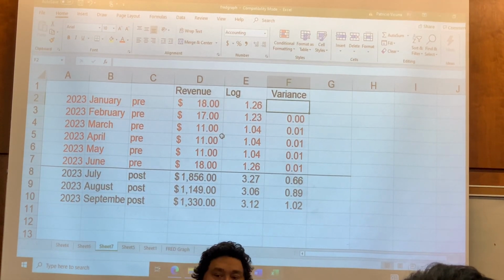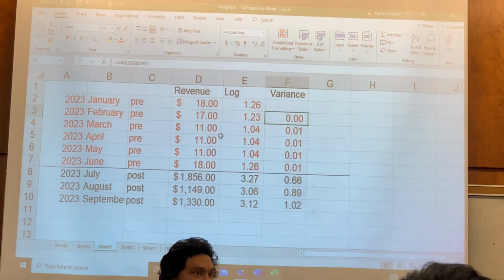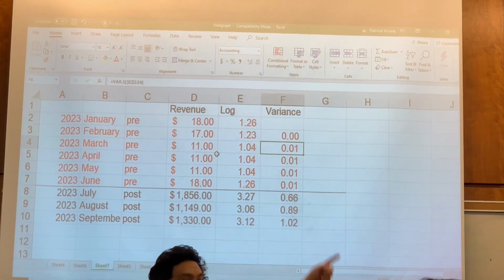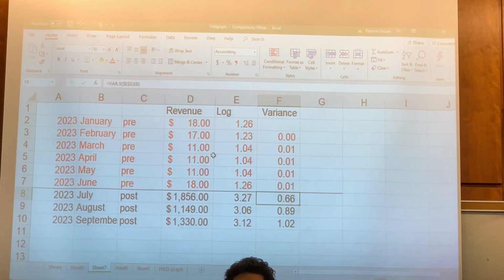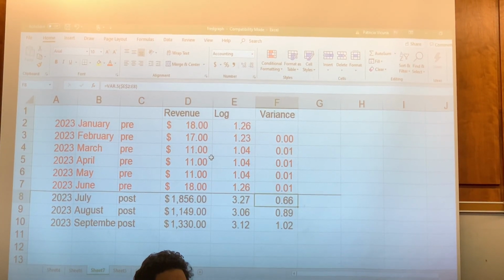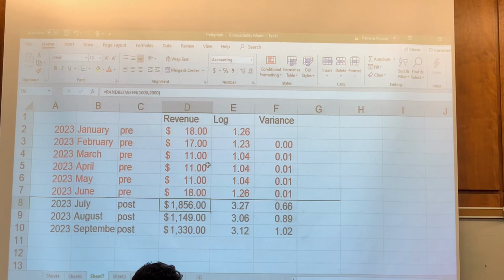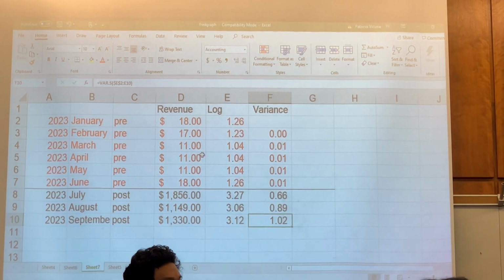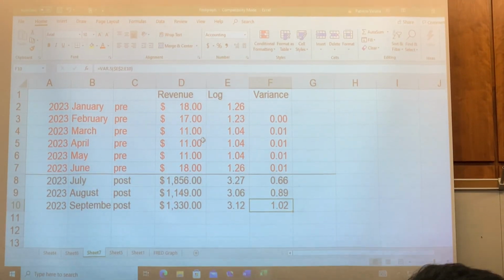Hey, look at this. I don't have a marketing campaign, but revenue is the same. I don't have a marketing campaign, revenue is the same. There is no difference from the previous month. The month is the same, similar, similar. Hey, look at this. The variance changed from 0.01 to 0.66. Something happened. So the revenue increased. And then I keep doing this. In this exercise, it's extremely easy to see this.